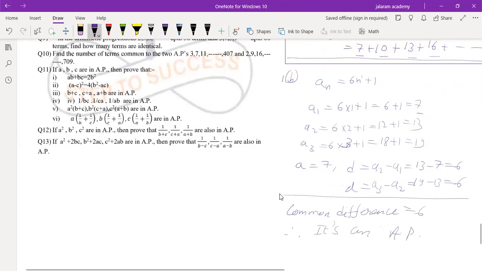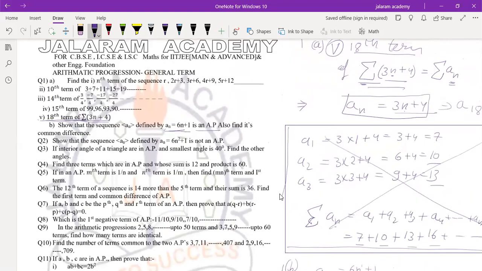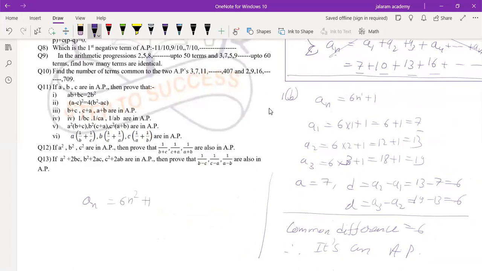In question number 2, show that the sequence an equals 6n square plus 1 is not an AP. So for this, if you find an, first term A1, this is not an AP, though it can be a series. If you find A1 by replacing n with 1, 6 into 1 square plus 1, 6 plus 1 is 7. A2 equals 6 into 2 square plus 1, which is 6 times 4 is 24 plus 1, 25. A3 equals 6 into 3 square plus 1, 6 nines are 54 plus 1, 55, and so on.